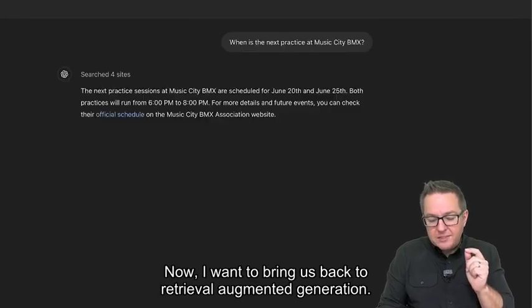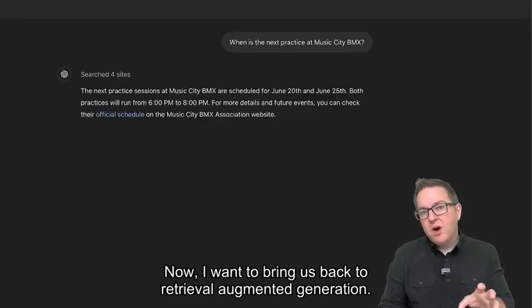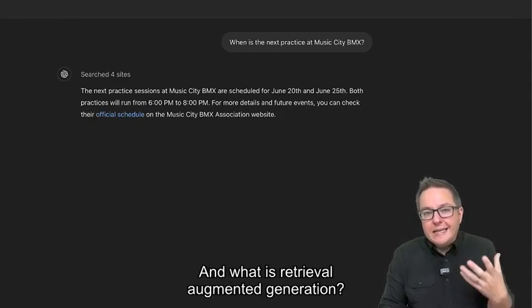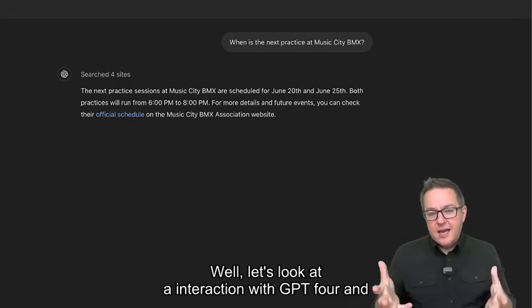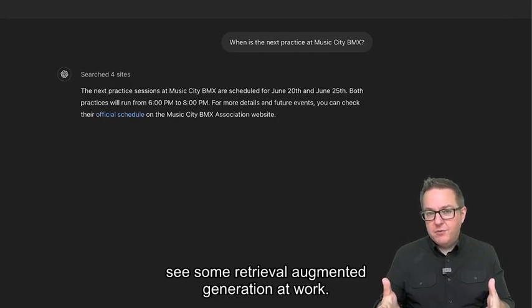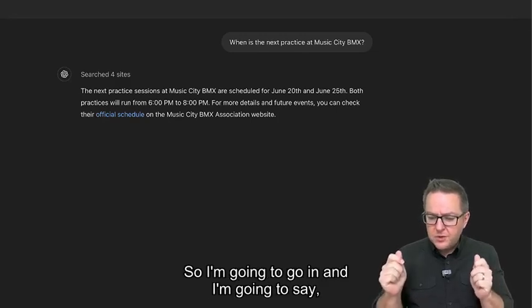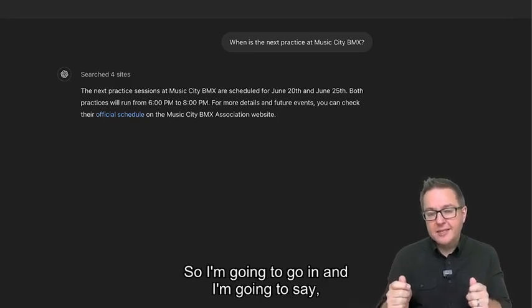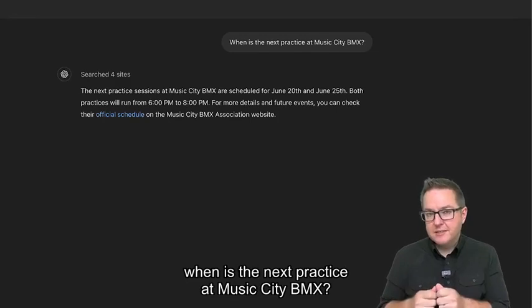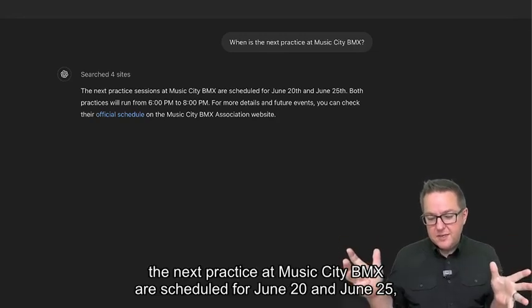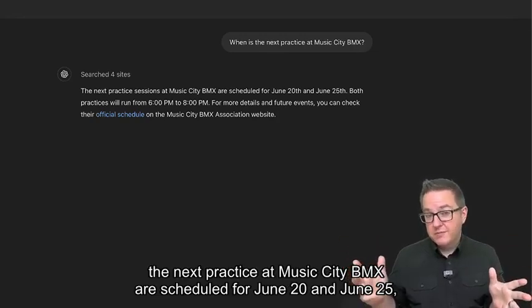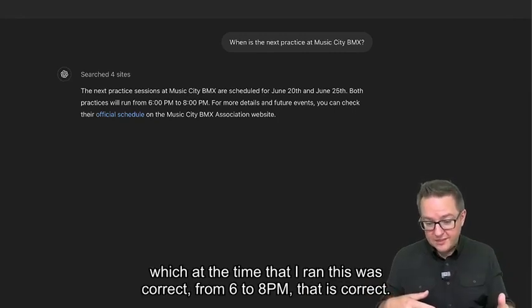Now, I want to bring us back to retrieval augmented generation. And what is retrieval augmented generation? Well, let's look at an interaction with GPT-4 and see some retrieval augmented generation at work. So I'm going to go in and I'm going to say, when is the next practice at Music City BMX? And what you'll see is it says the next practices at Music City BMX are scheduled for June 20th and June 25th, which at the time that I ran this was correct. From 6 to 8 p.m., that is correct.